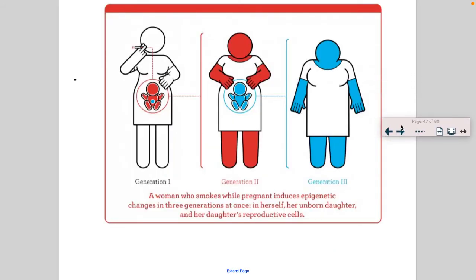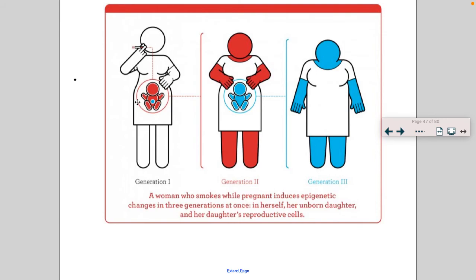And they say that a woman who smokes while pregnant is actually changing the genetics of three generations. She's changing hers, she's changing her unborn baby, and then that baby is developing their eggs for the future, if it was female. So just from one act, you have passed on epigenetic effects for generations.